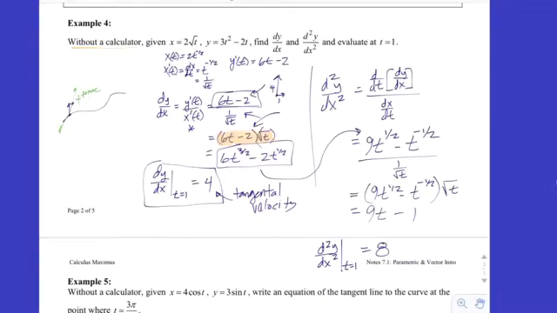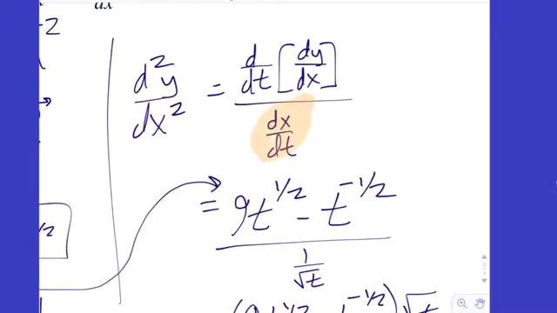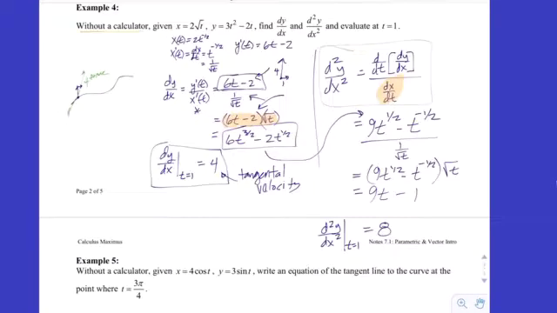All right, so any questions on that? How to take the first and second derivative? Don't forget, you gotta make sure you remember that. Take the derivative of what you got, and then divide it by another dx dt for the second derivative. Okay, example 5.